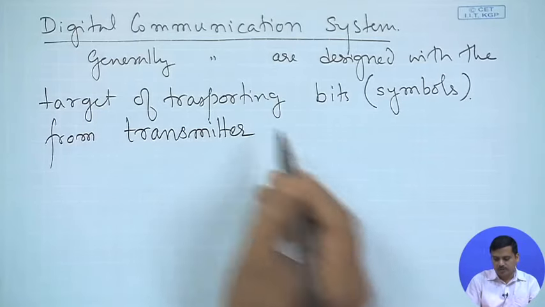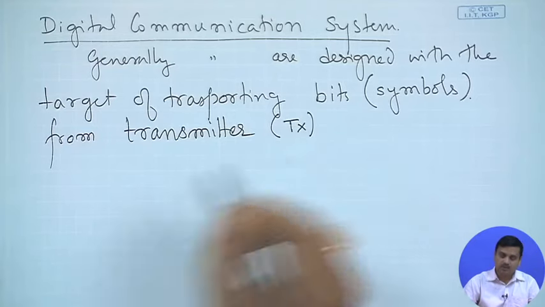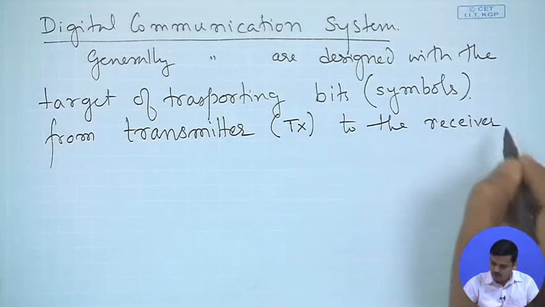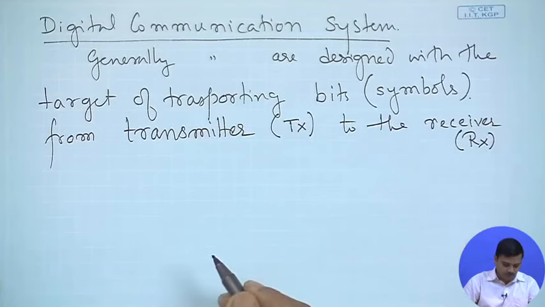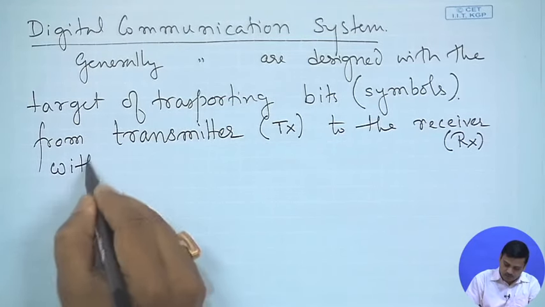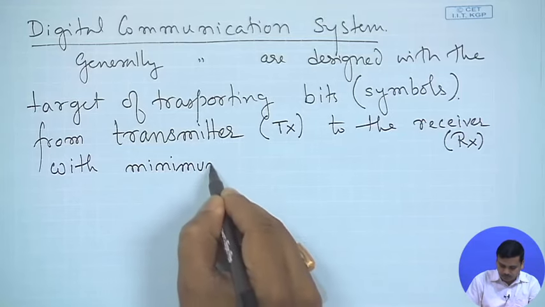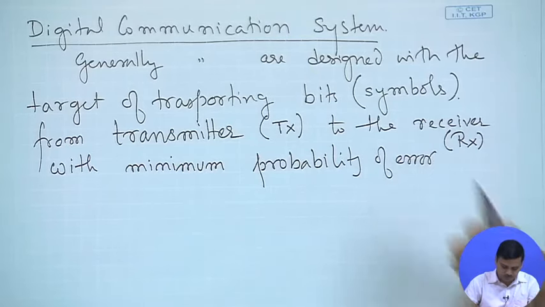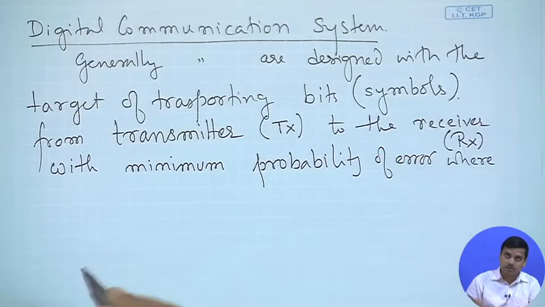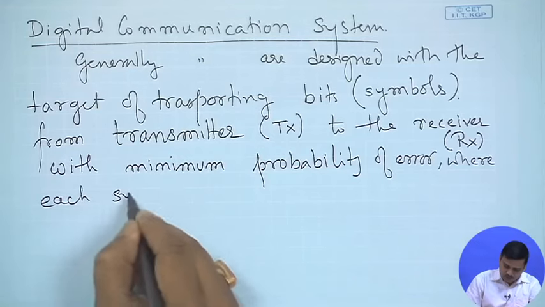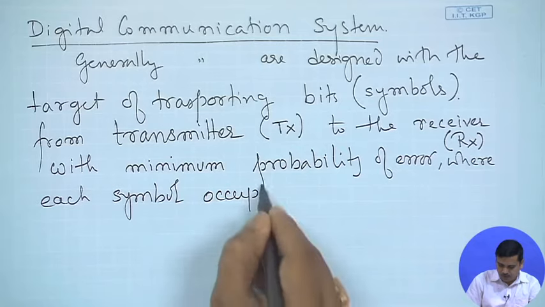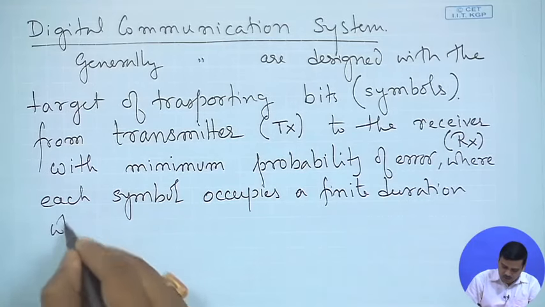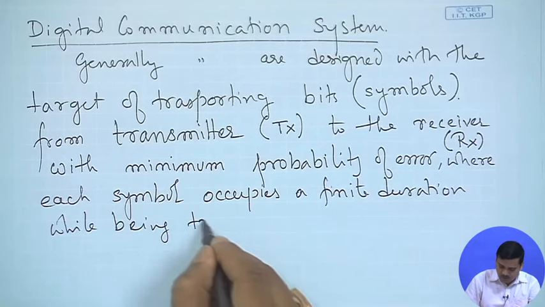We are all familiar with the transmitter, and we will use the notation Tx in our discussion, to the receiver, which we will denote by an Rx. Now there are certain conditions, with minimum probability of error, where further we have also stated that each symbol occupies a finite duration while being transmitted.